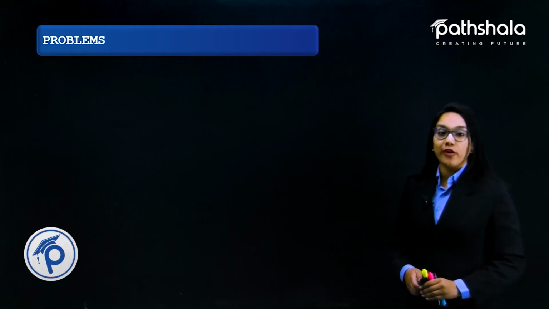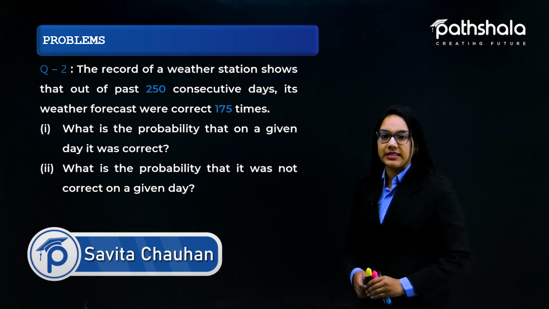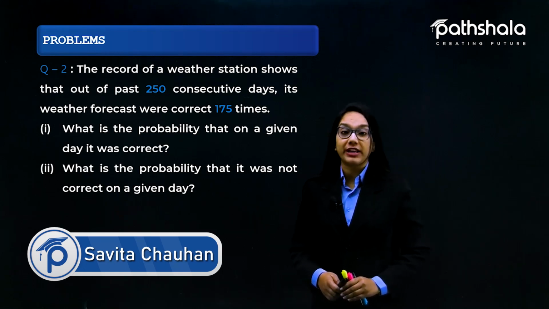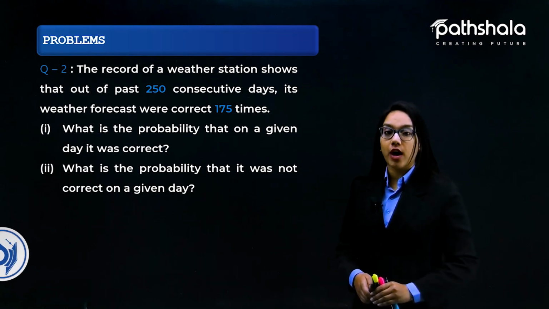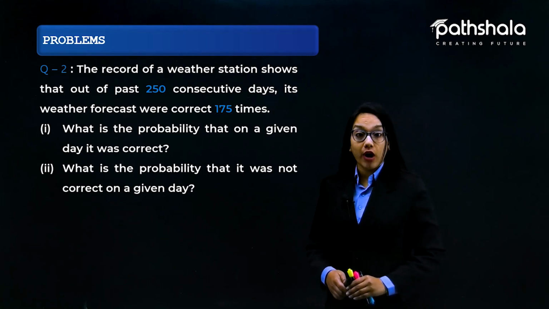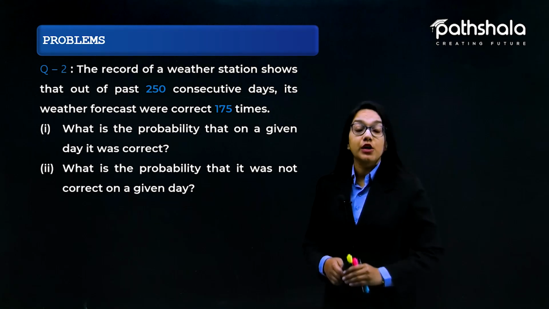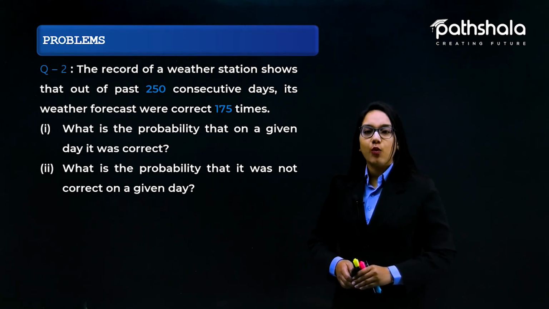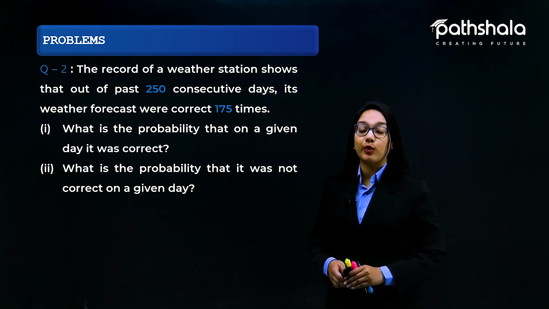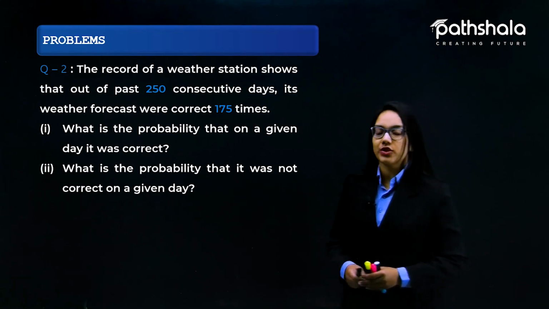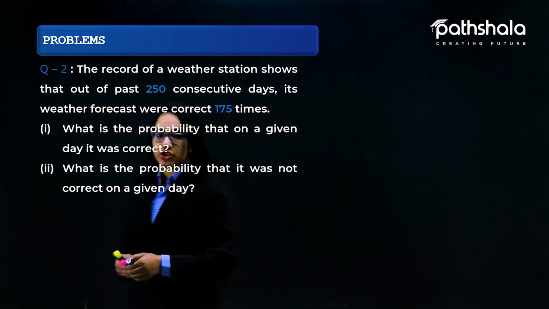Now let's move on further towards question number 2, which says that the record of a weather station shows that out of the past 250 consecutive days, its weather forecasts were correct 175 times. So it means the weather forecast was not correct 250 minus 175 times. Further it asks, what is the probability that on a given day it was correct? And the second one is, what is the probability that it was not correct on a given day? So let's find the probabilities of each part.